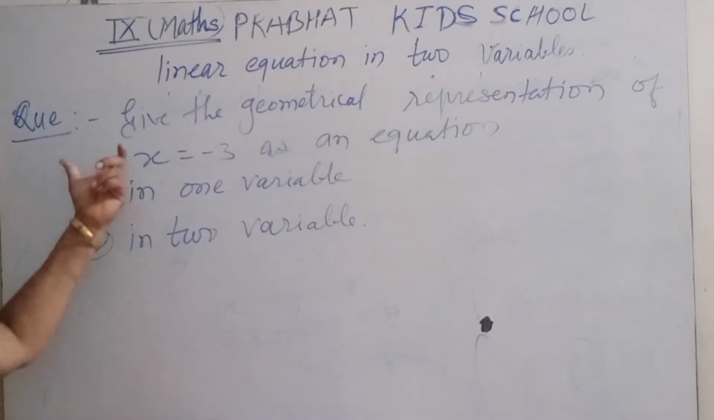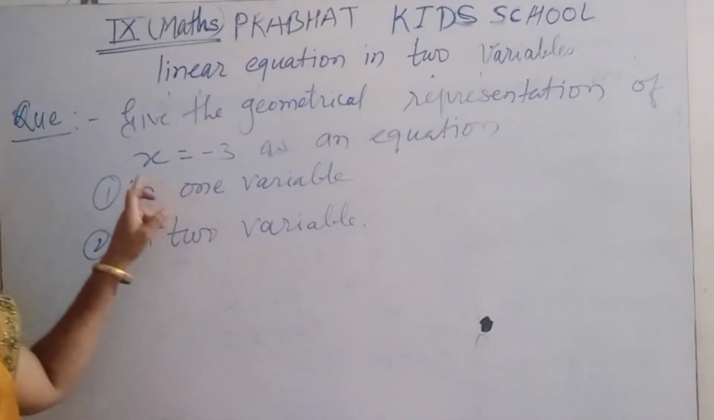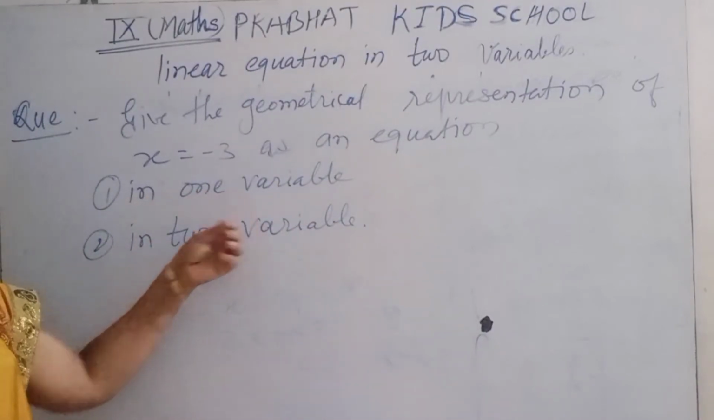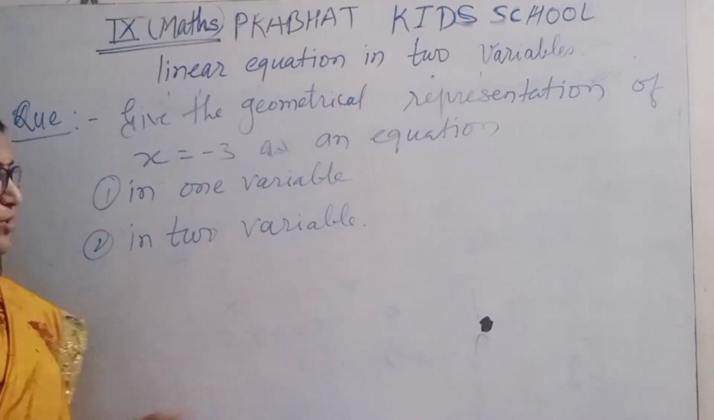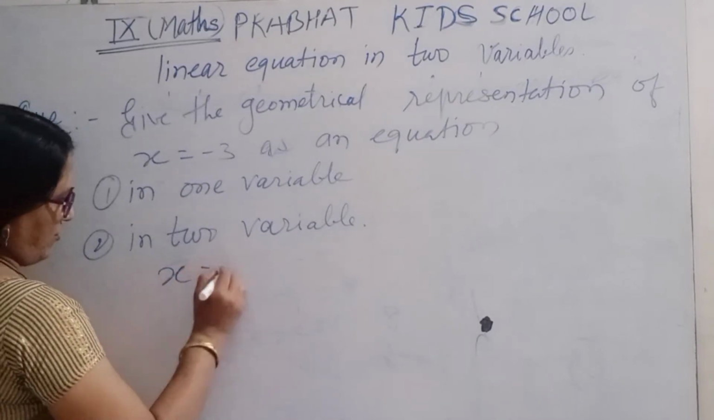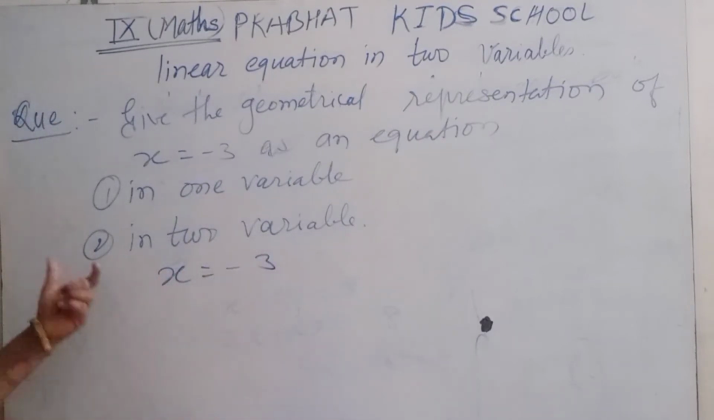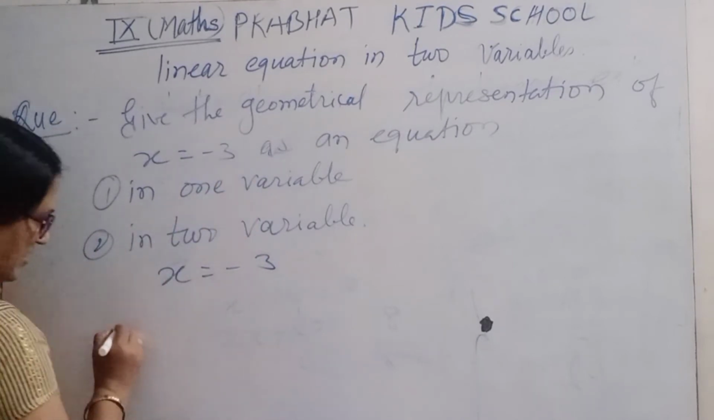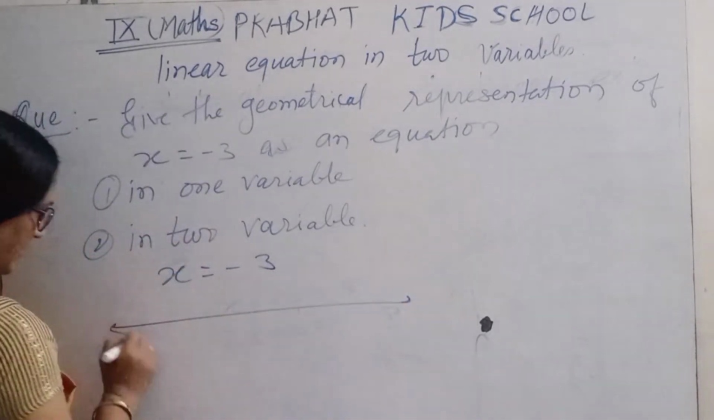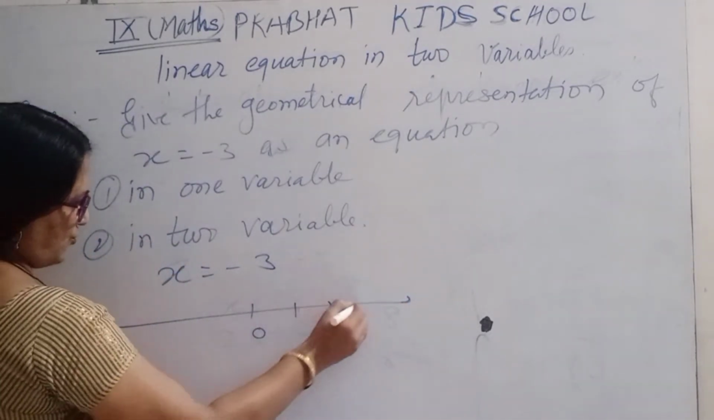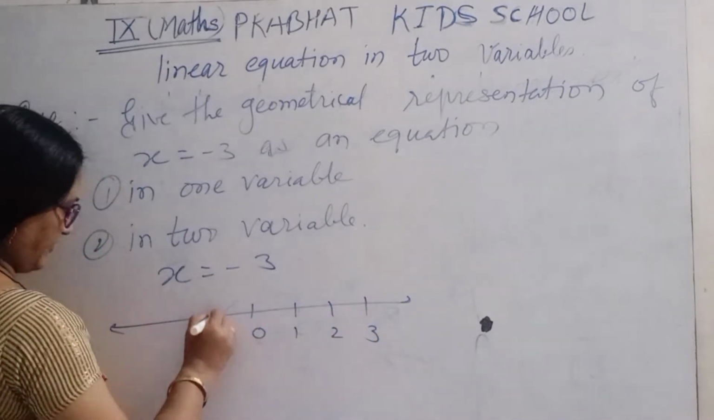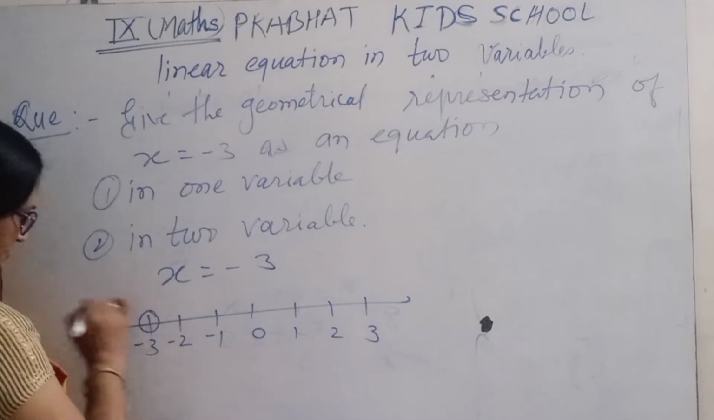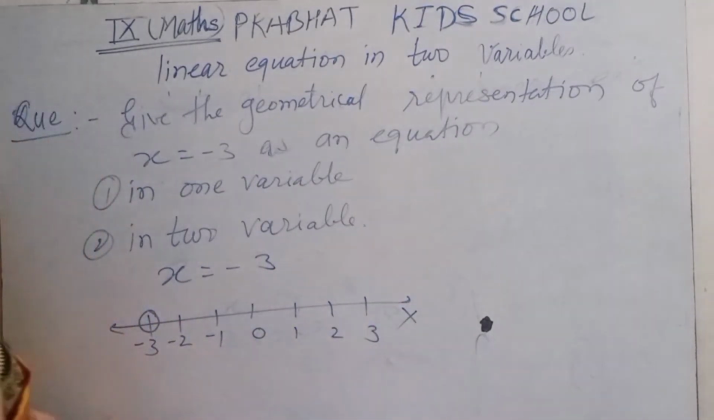Next question is, give the geometrical representation of x is equal to minus 3 as an equation in one variable and in two variables. The equation is x is equal to minus 3. We will show it on a number line because the equation is in one variable. It is so easy. Draw the number line first: 0, 1, 2, 3, and to the left minus 1, minus 2, minus 3. Here is our point.